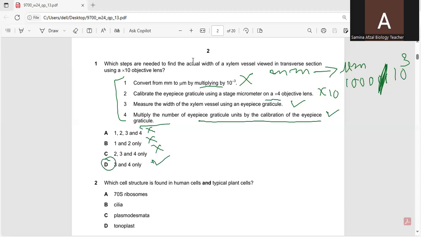Which cell structure is found in human cells and typical plant cells? 70S ribosomes. These 70S ribosomes are present in human cells and in plant cells. So according to this, this is the correct option.